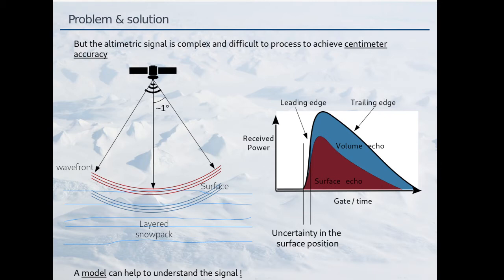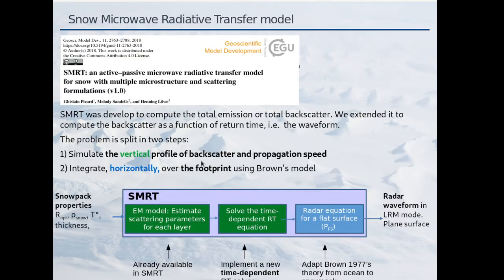And the shape of the surface echo and the volume echo depend on all the snow properties like roughness, density, grain size, temperature. And to understand that, we of course need a model. We cannot do that just by thinking about the different contributions.